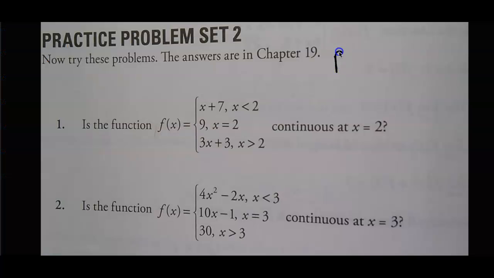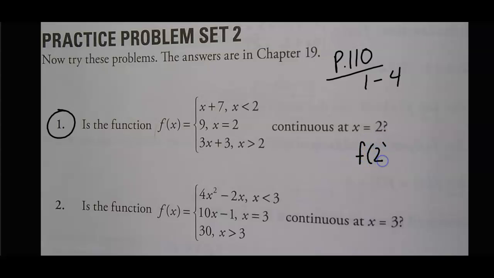All right, so this is for page 110 now, numbers 1 through 4. I'm going to do number 1 and 3. So let's take a look at number 1. Is the function continuous at x equals 2? In order for a function to be continuous at x equals 2, first of all, the function's value at 2 needs to exist. The limit of the function as x approaches 2 also needs to exist. And then finally, they need to be the same thing.